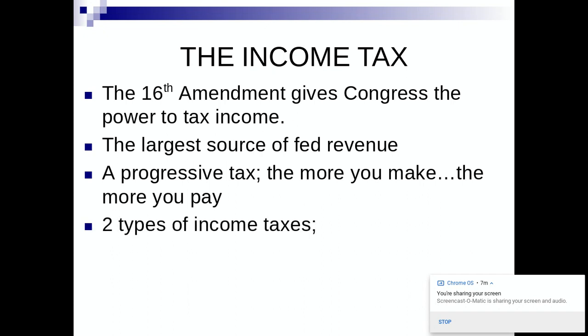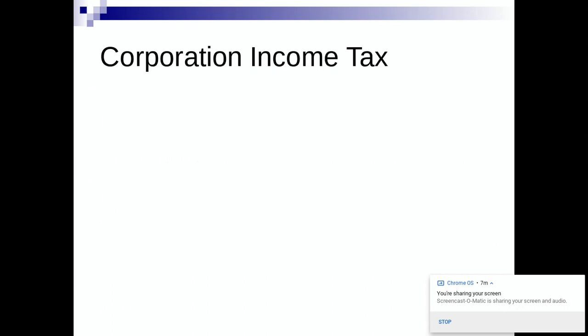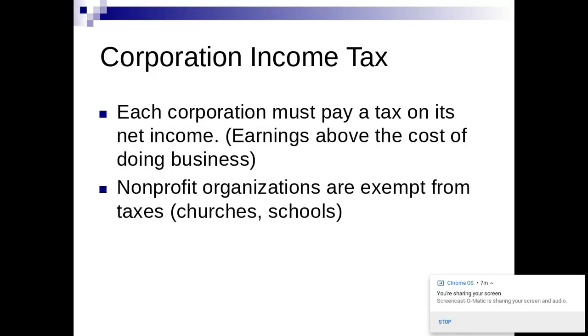So there are two types of income taxes: individual income tax and corporate income tax. There's a difference. We'll get into corporate income tax right here. Each corporation must pay a tax on its net income, earnings above the cost of doing business. Nonprofit organizations are exempt from taxes, so churches and schools don't have to pay any taxes. So with corporations, this is where it can get a little murky, like Amazon, Walmart. Those are big job creators. So sometimes they can negotiate.